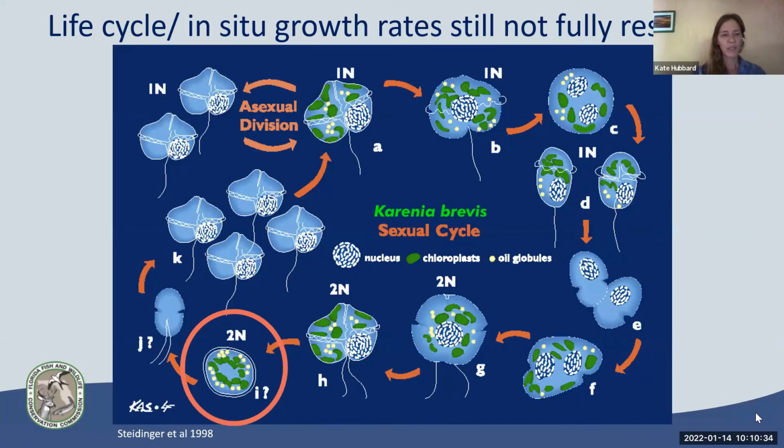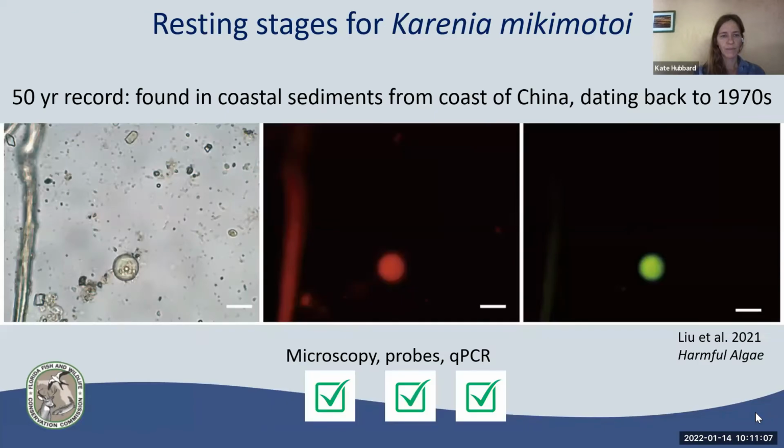So one of the questions that we are working on is the life cycle of Karenia brevis. If you look in the upper left-hand corner, you see asexual division. This is the most important process for growth, and this is what's going to be happening during a bloom. However, on the right-hand side, we have the sexual cycle, and then in the lower left-hand corner, we have an unknown stage, which is still to be described, and that would be a resting stage. Next slide, please.